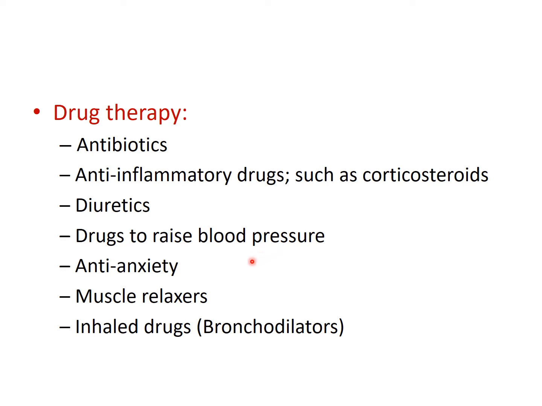Then anti-anxiety drugs can be administered. Muscle relaxants should be administered because the patient is on ventilator. When a patient is put on ventilator, there will be ventilator patient struggle, so muscle relaxants should be given. Then inhaled drugs like bronchodilators can be administered because these inflammatory mediators can cause bronchoconstriction, so inhaled drugs also can be given.